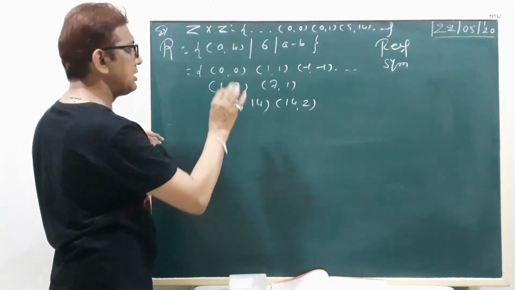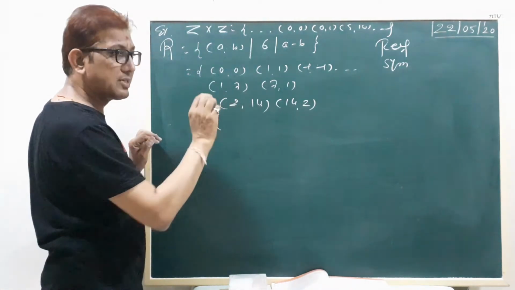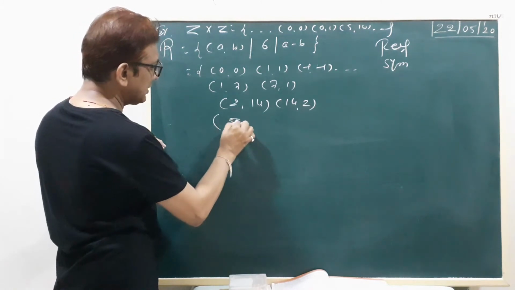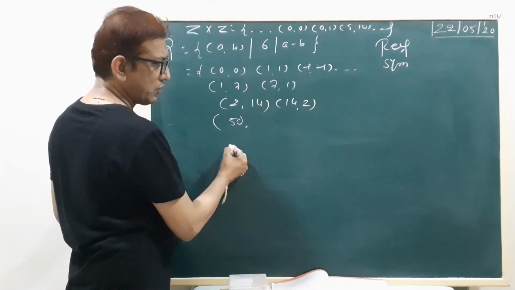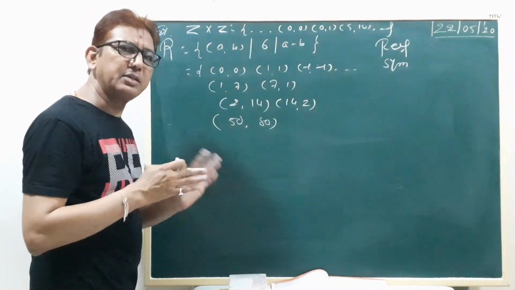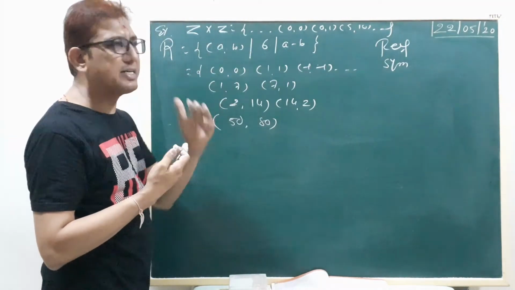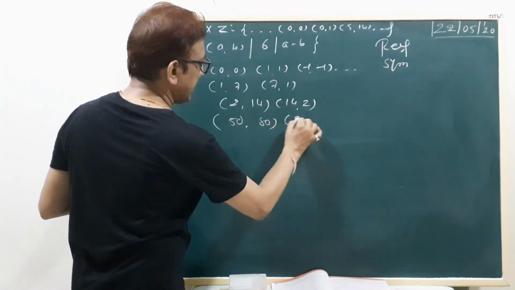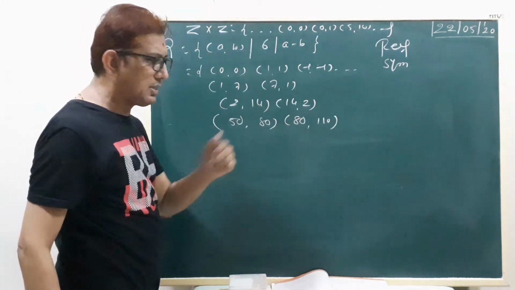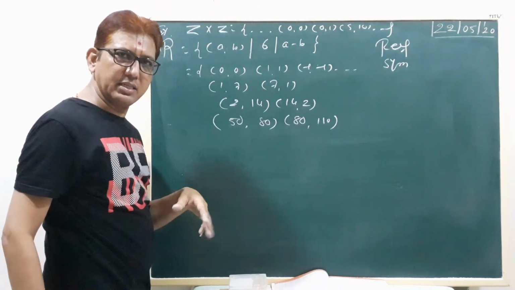You can select any two numbers whose difference is 6, otherwise divisible by 6. Right? Okay. Suppose 50 and 80. 80 minus 50 is 30. 30 is divisible by 6. Then 80 and 110. Again the difference is 30.